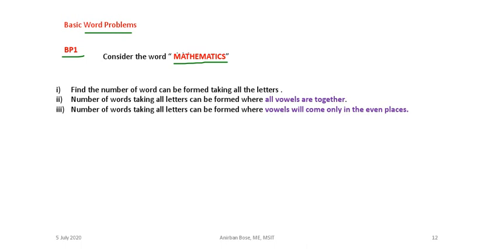1, 2, 3, 4, 5, 6, 7, 8, 9, 10, 11. If I am not wrong, I think 11. You check once again. 1, 2, 3, 4, 5, 6, 7, 8, 9, 10, 11. Yes, total 11 letters are there. So how many ways can 11 letters be arranged? 11 letters can be arranged, we know, in 11 factorial ways if you take all of them. But out of them, we have to see whether any repetitions are there or not. So you see how many M's are there, 1, 2. So there are 2 M's.